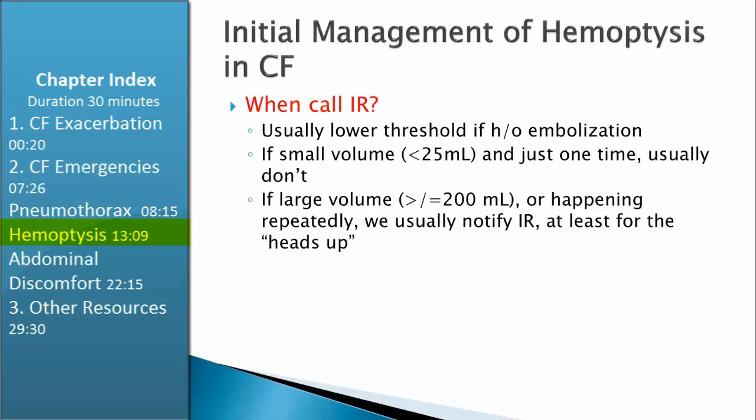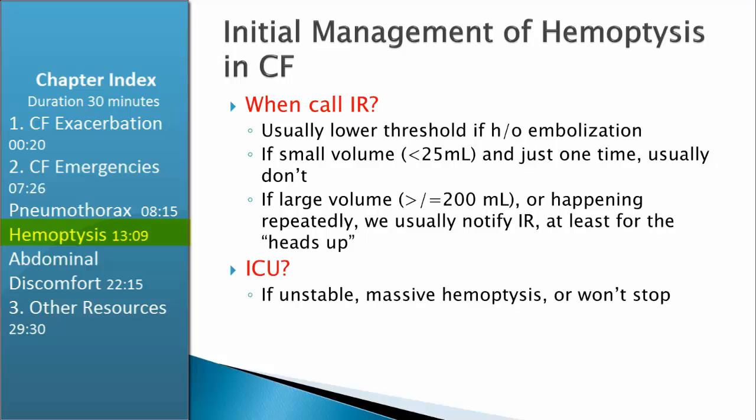If the patient's having small volume hemoptysis, such as 25 mLs or even 50, and it's just one or a couple of times, you usually don't need to call them. But if it's large volume, getting up towards 200 mLs, or it's happening repeatedly and adding up to that amount, you should notify IR, at least for the heads up. And usually it's better for the fellow to call than the interns. This reminds me that when a patient is having hemoptysis and it's recurring, you should have the nurses tallying up the total amount of blood and adding it to the specimen cup, because you really want to keep track.